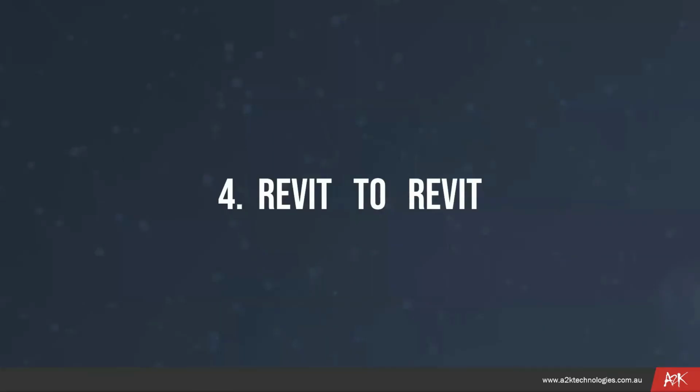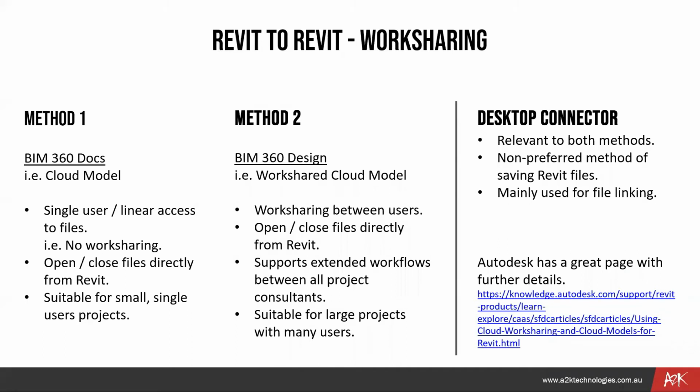Now, onto the Revit to Revit workflow. We cover this in a little bit more detail in some of our other webinars and videos that we have. But just at a very high level to begin with, we should note that when using Revit on BIM 360, there are two ways that we can upload, store, and access these Revit models. Method one is using just BIM 360 Docs. This is the cheapest entry level into the BIM 360 platform. It provides Revit users the ability to upload a Revit model using either the desktop connector or the Save Cloud Model feature.